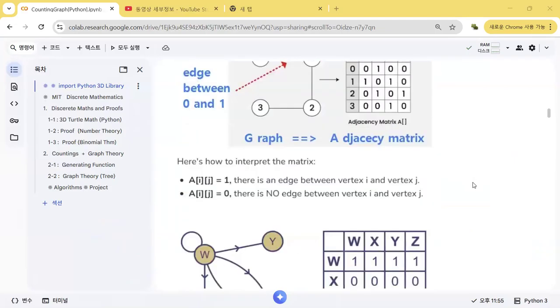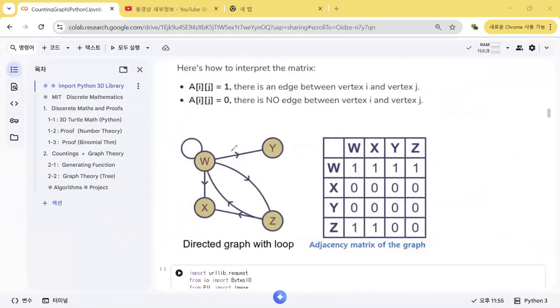But sometimes in this case, there is an arc. This is one way. So there is a way from W to Y, but because this is one way, there is no connection from Y to W. So only for W, Y there is a 1. Okay, one is there. But how about from Y to W? There is nothing, because this is just one way.